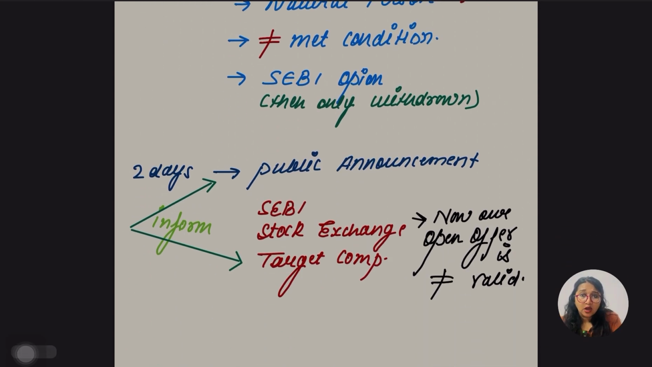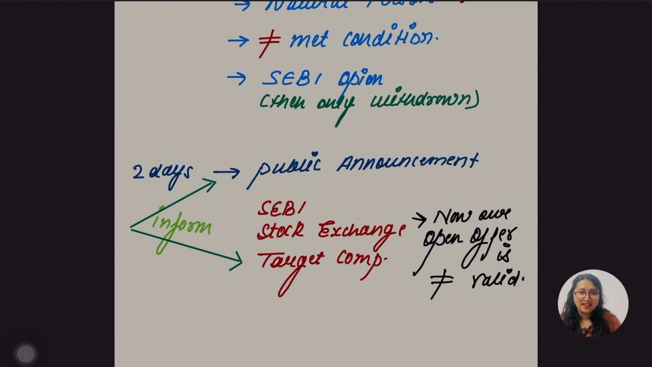Now the next thing to be done by the acquirer company: once this open offer is withdrawn, what is the next step? The acquirer company has to inform some people. Who are these people? Definitely one is the target company.